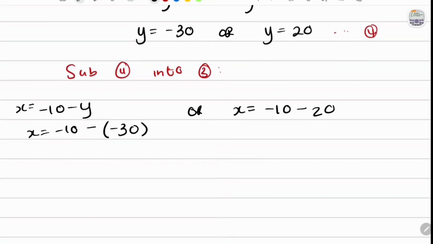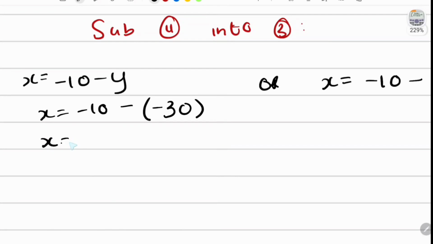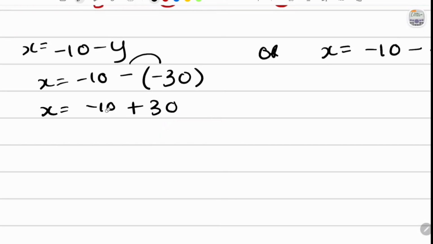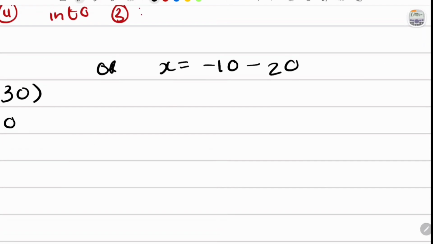Okay, so we'll solve for that now. This is just x is equal to negative 10. When you multiply through there, you get positive 30. And negative 10 plus 30 is like saying 30 minus 10, which is 20. So x is equal to 20. Or here we have x is equal to negative 10 minus 20, which is negative 30.